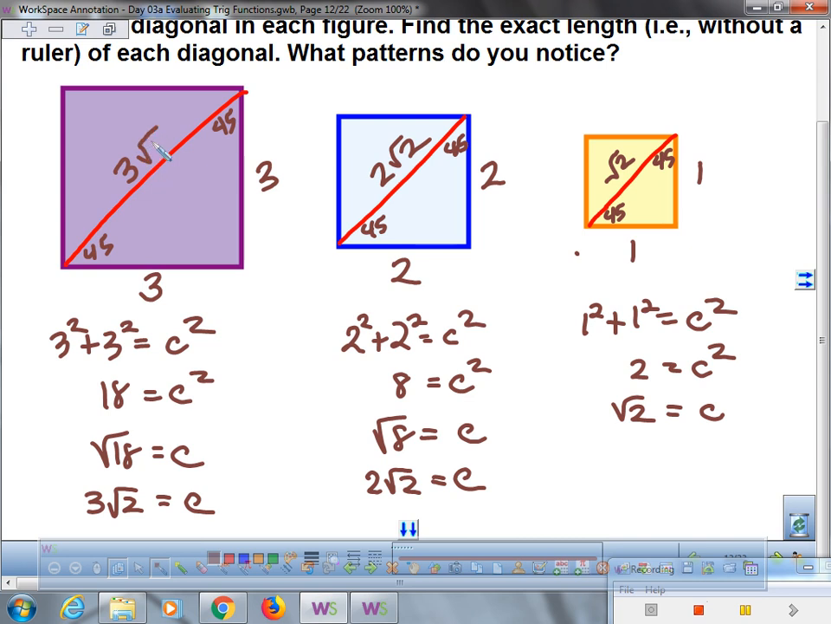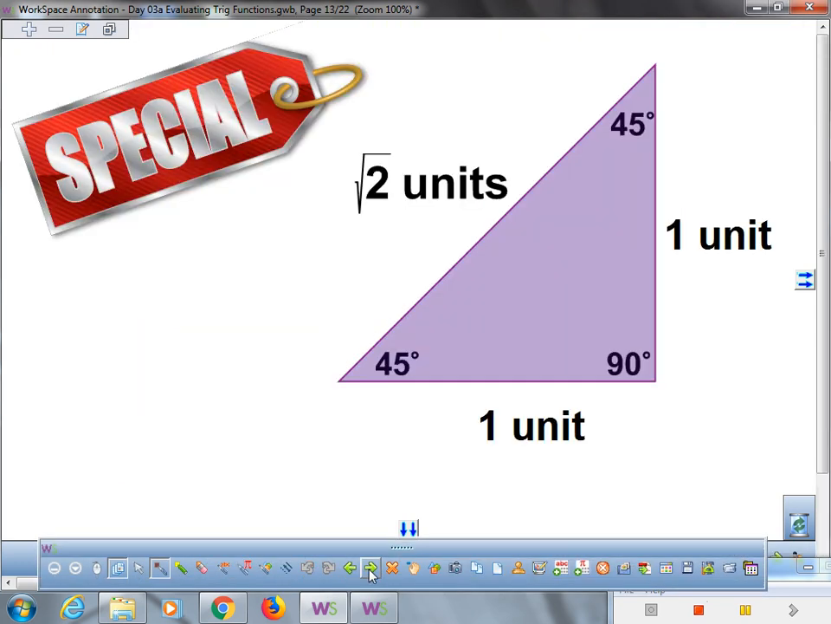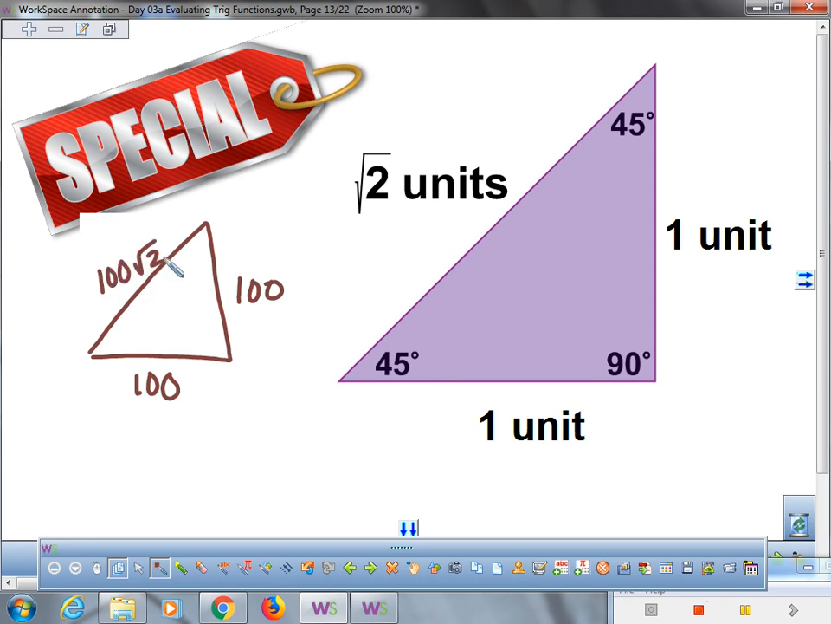What connection do you see here? All of them are going to be, the hypotenuse is going to be larger by root 2. Okay, so there's my special triangle there. So if I have 100 and 100, this is going to be 100 root 2.